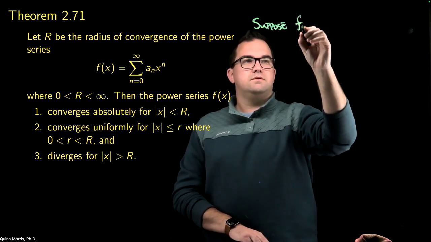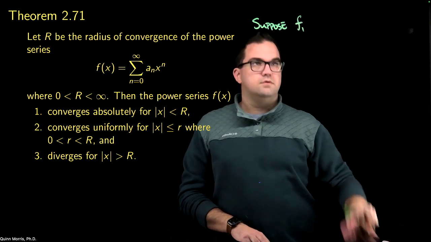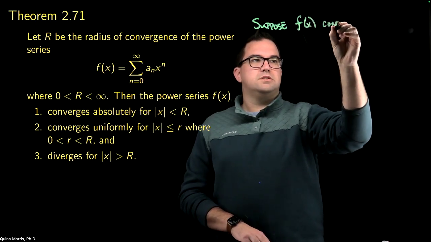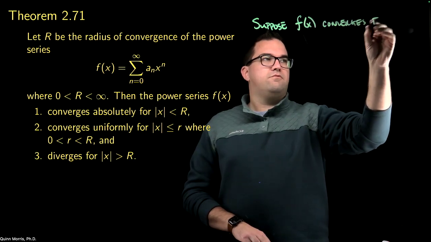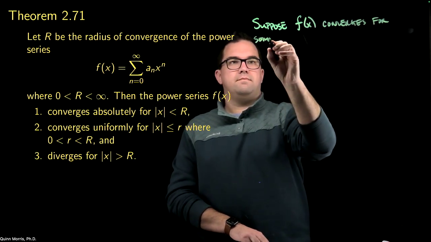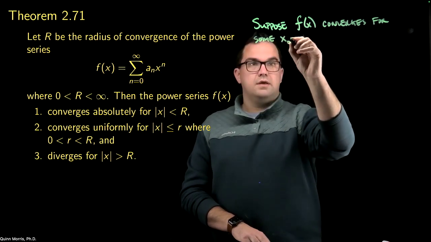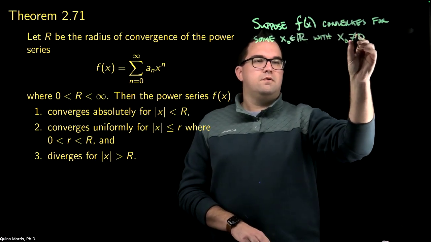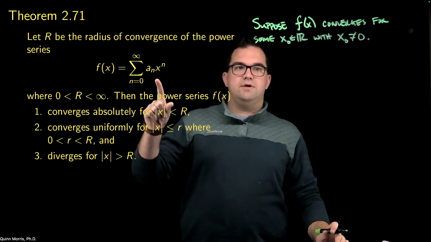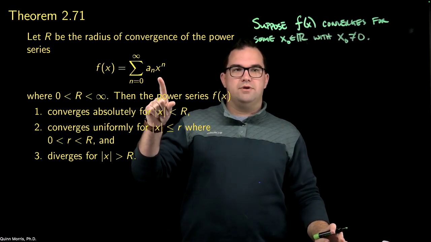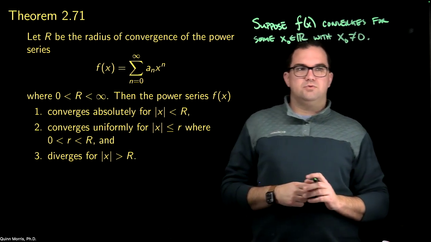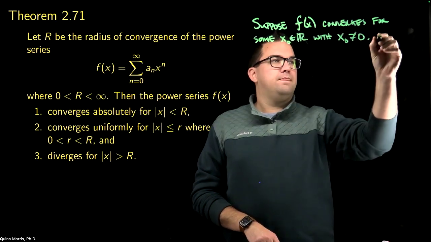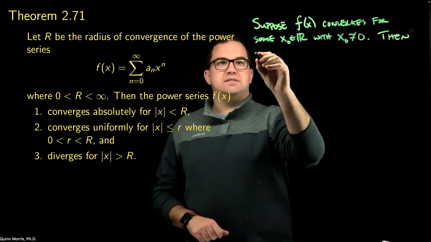suppose that your series f of x converges for some x naught in R. And okay, if I plug in x equal to 0, it's always going to converge for x equal to 0. That's not particularly interesting. So let's suppose we get convergence for some x naught that's not 0. Then what happens?